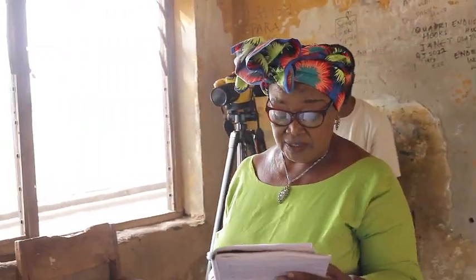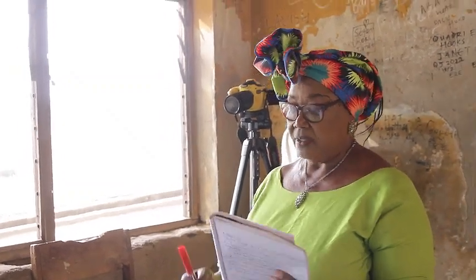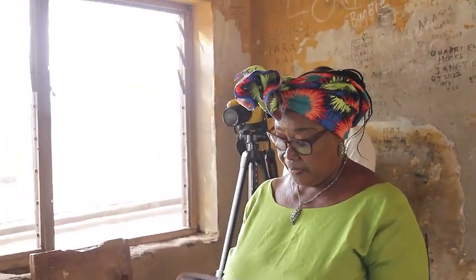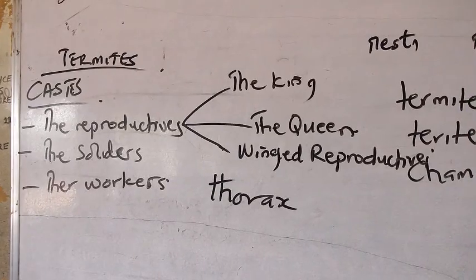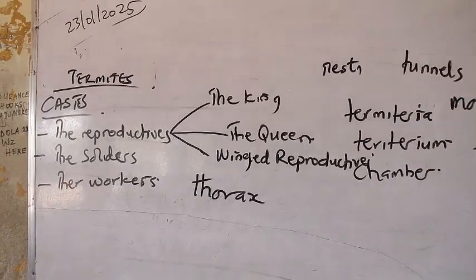Mating will take place. That's what I said: they may become a queen or king in a new colony. Generally, how many castes do we have in the termite group?